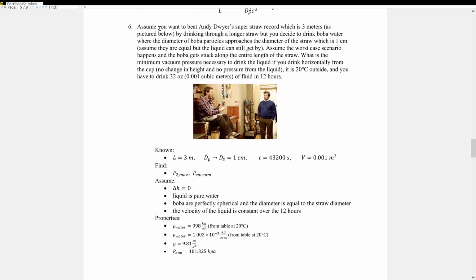Now for the calculation question, assume you want to beat Andy Dwyer's superstraw record, which is 3 meters, as pictured below, by drinking through a longer straw, but you decide to drink boba water, where the diameter of boba particles approaches the diameter of the straw, which is 1 centimeter. Assume they are equal, but the liquid can still get by. Assume the worst case scenario happens and the boba gets stuck along the entire length of the straw. What is the minimum vacuum pressure necessary to drink the liquid if you were to drink horizontally from the cup, no change in height, and no pressure from the liquid in the cup? It is 20 degrees outside, and you have to drink 32 ounces, 0.01 cubic meters of fluid in 12 hours in order to break the record.